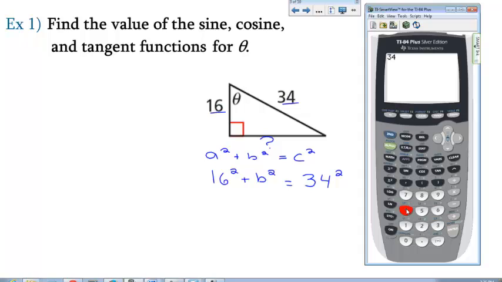Using a fun bit of algebra, we are going to find that we can subtract 16 squared from 34 squared, to give us a total of 900. This will leave us with what the value of b squared is. B squared shall equal 900.